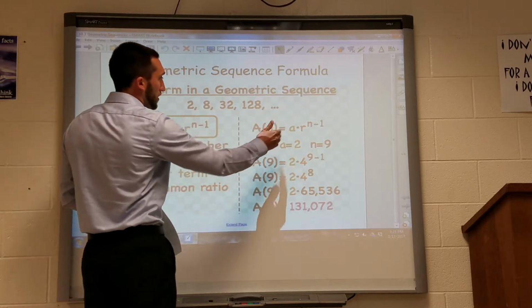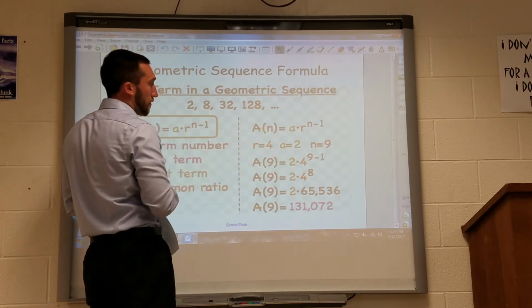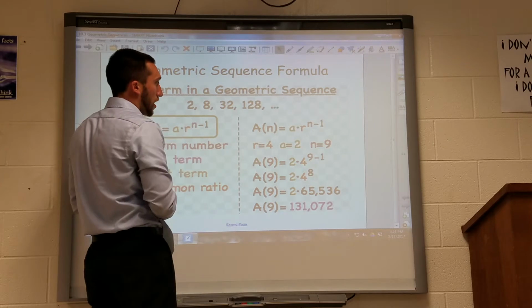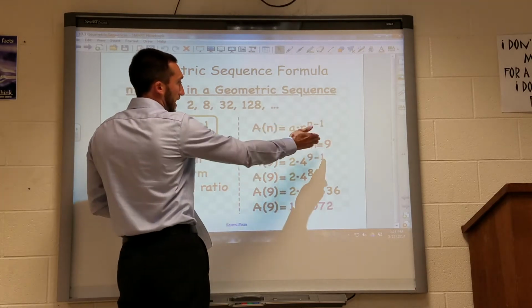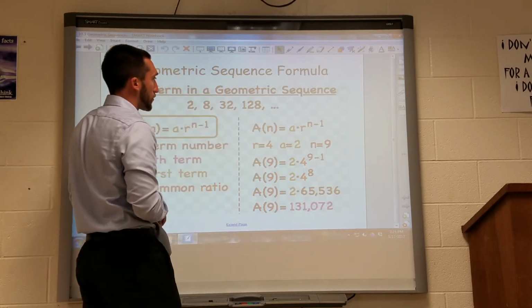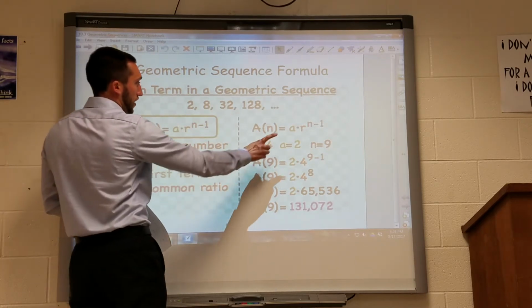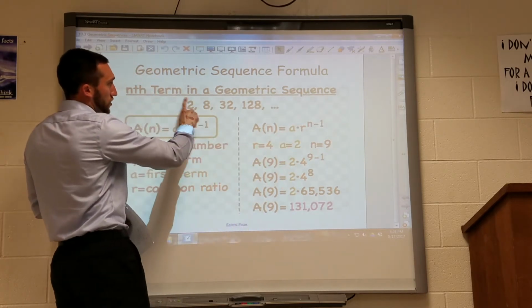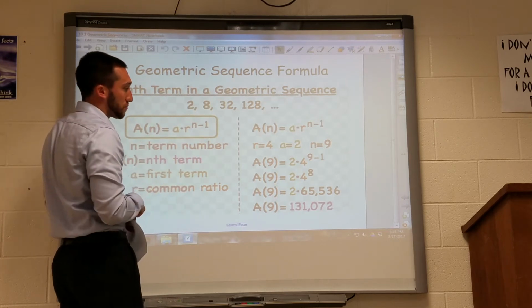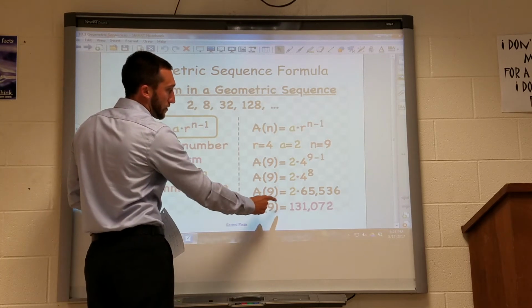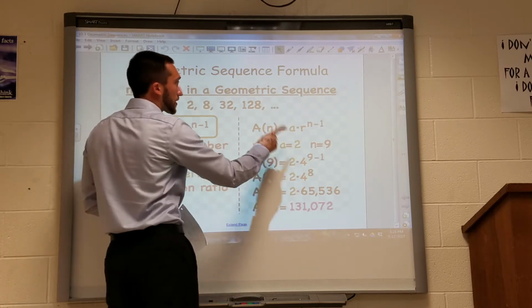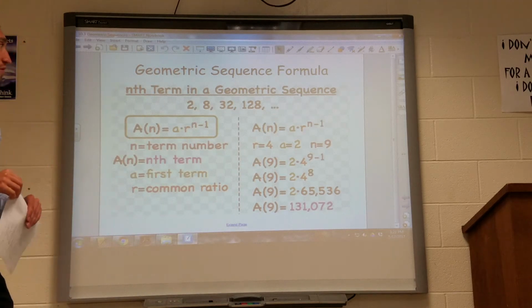So another example here: if I have a common ratio of 4, a starting term of 2, and they want me to find the nth term, that is this geometric sequence, right? Because I've started at 2, my ratio is 4, that's what I'm multiplying each term by. I can find the 9th term by plugging into my geometric sequence formula.